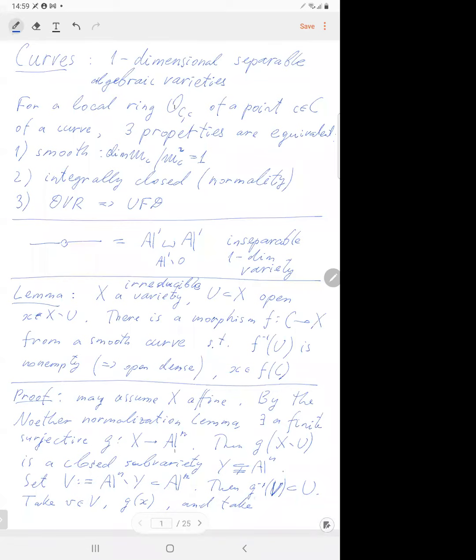Okay, take L, well, maybe a line L through v and G of x. Okay, and now we're almost done. So we produced a desired curve downstairs in the base, in the affine space. We have somehow to lift it back to X. Okay, but the lifting is very stupid. We just take the full preimage because it's a finite morphism. The full preimage will be a curve, and that's it.